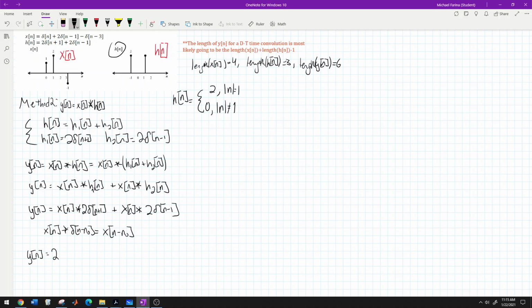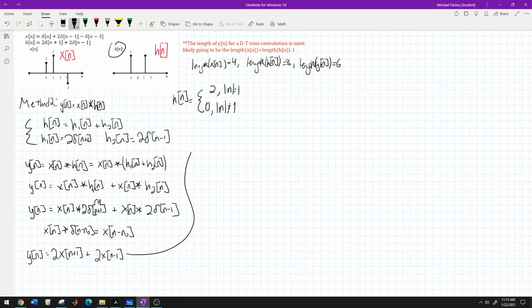So we get 2 x of n, and our n sub 0 is negative 1 in this case. We have the negative sign here, so we can negate that. So we have x evaluated at n plus 1, and then plus, we have to do the same thing over here. We can pull this 2 out front because it's a linear operation, and then we evaluate at n minus 1. So it's 2 x of n minus 1.